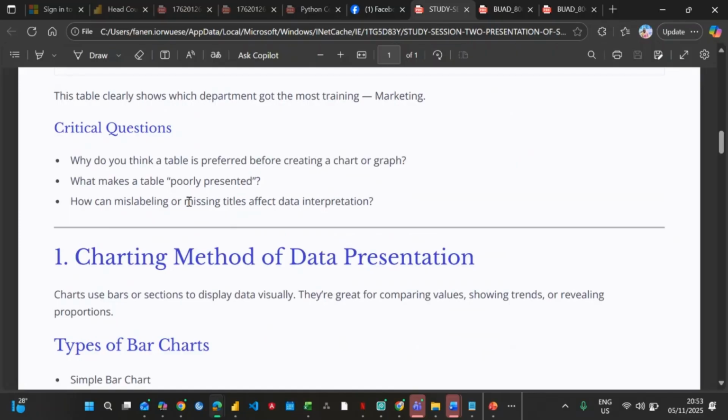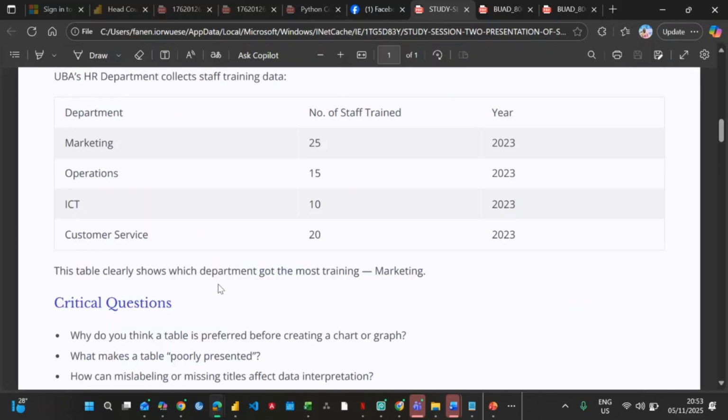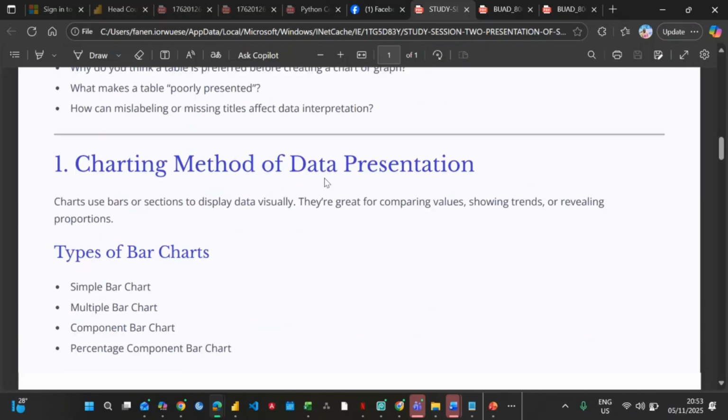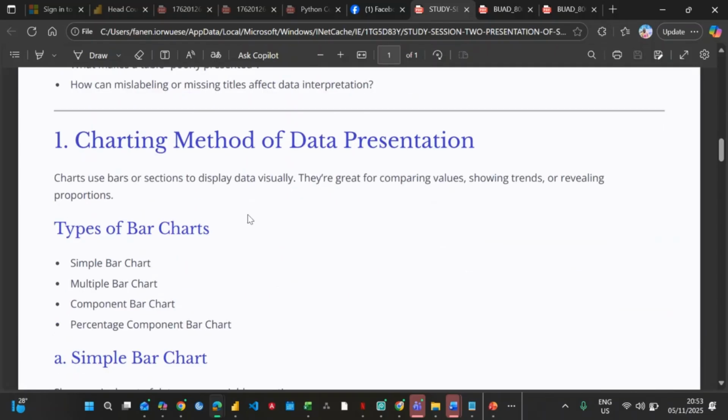So we have some critical questions here that you may decide to answer. Why do you think a table is preferred before creating a chart or graph? Why do you think so? What makes a table poorly presented? A table can be poorly presented when it is not interpreting data the way it should. That table can still make work more difficult for people to understand, right? These are just some simple questions that you can look at, because at the end of this, I'm sending this material to the group so that you can see.